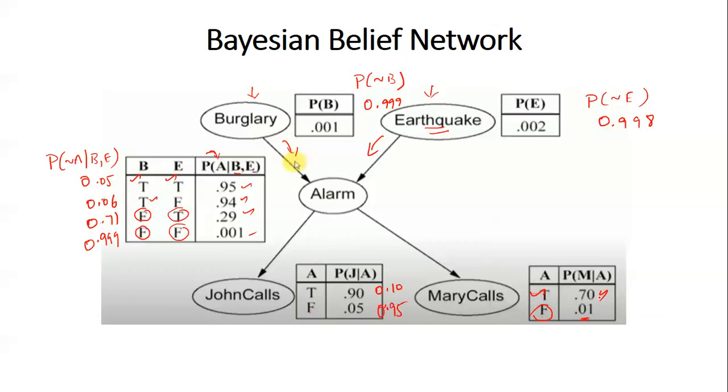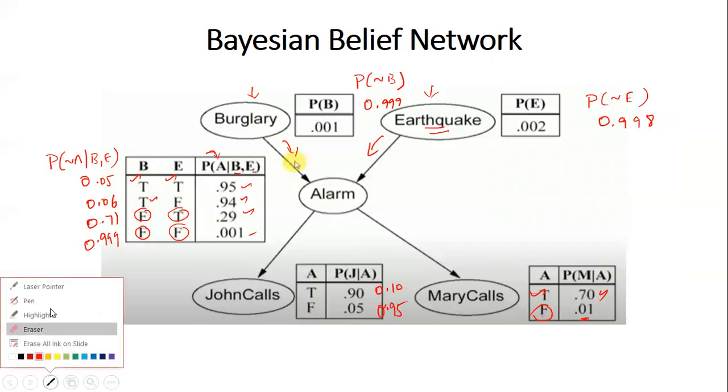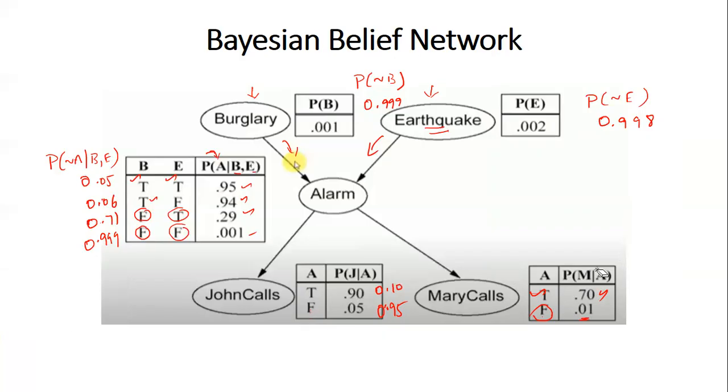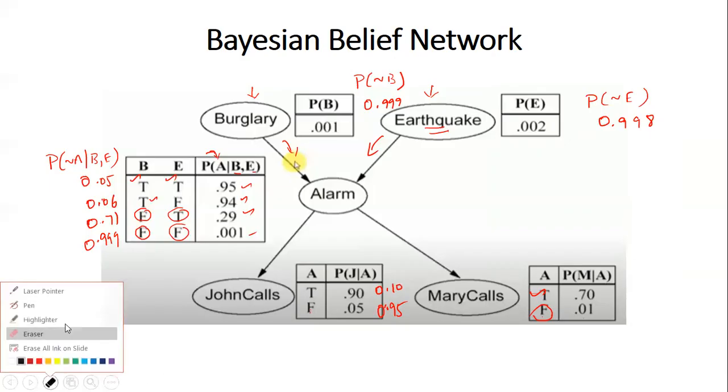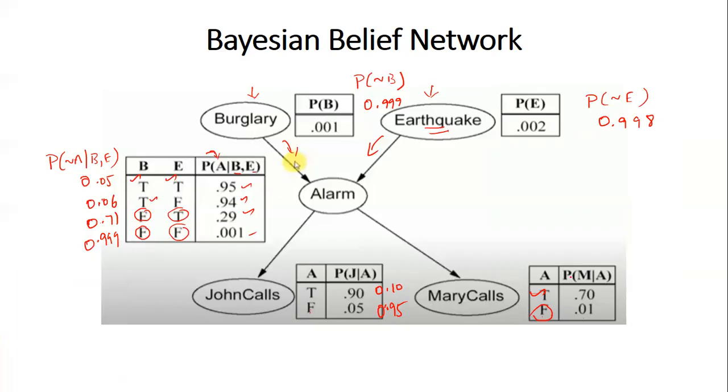Similarly, you can calculate for this also. What's the probability that Mary does not call when there is an alarm? Which is nothing but 0.30. Okay. And what's the probability that Mary does not call when there is no alarm? This is nothing but 0.99. Okay. So these values are also required to understand the Bayesian network.